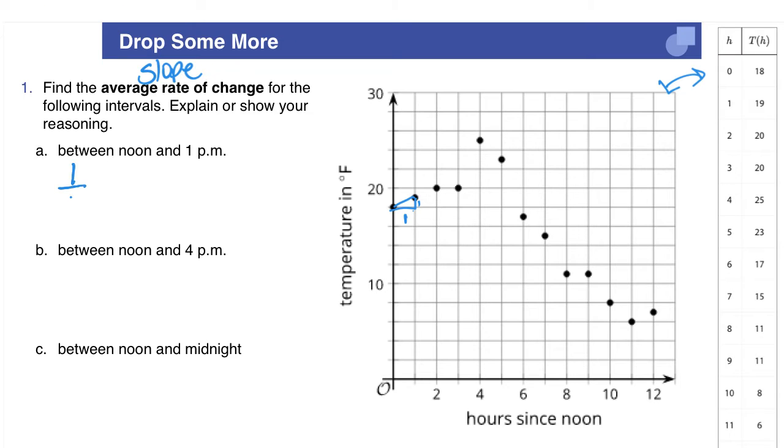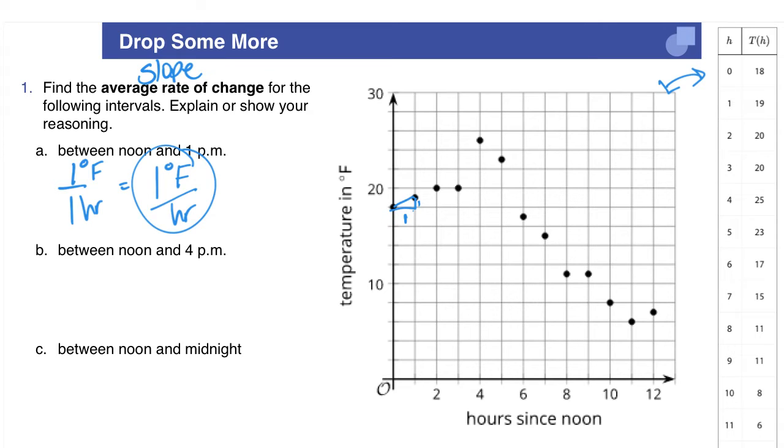So my rise over run is 1 over 1. Labels are going to be important here. My rise is talking about degrees Fahrenheit, and my run is talking about hours. So if I simplify this, this is going to be 1 degree Fahrenheit per hour. And that just means the temperature was going up 1 degree per hour.